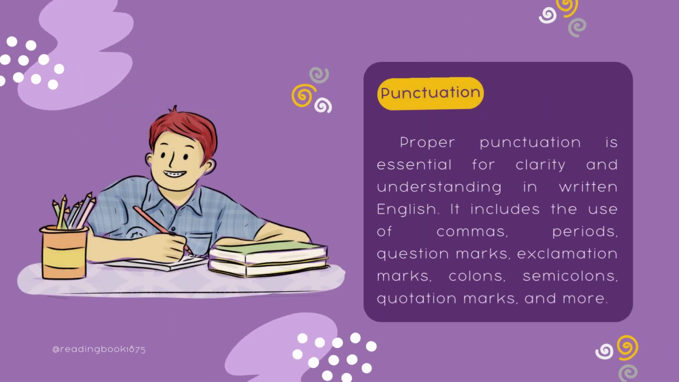Punctuation. Proper punctuation is essential for clarity and understanding in written English. It includes the use of commas, periods, question marks, exclamation marks, colons, semicolons, quotation marks, and more.